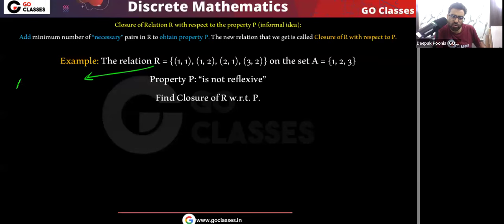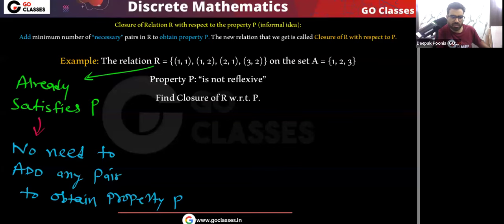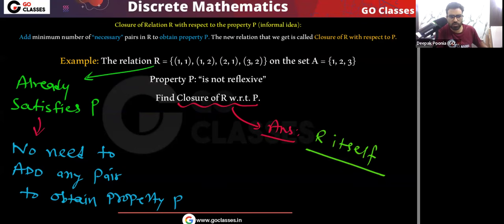So this relation already satisfies property P. And because it already satisfies property P, there is no need to add any pair to obtain property P. So I can say that the closure of R with respect to P will be R itself. Okay, very simple, right? I hope you understood this.